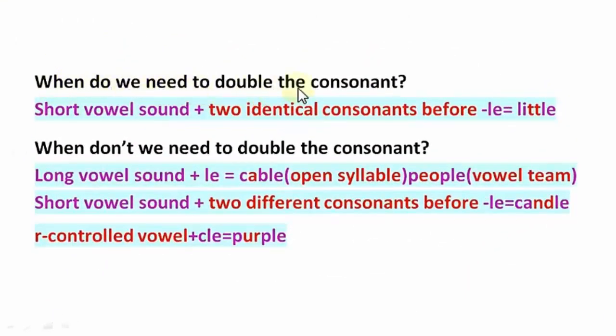When do we need to double the consonant? Short vowel sound plus two identical consonants before L-E: little. When don't we need to double the consonant? Long vowel sound plus L-E: capable. Here it's an open syllable. People, it's a vowel team. Short vowel sound, the last two different consonants before L-E: candle. R-controlled vowel, the last C-L-E: purple.